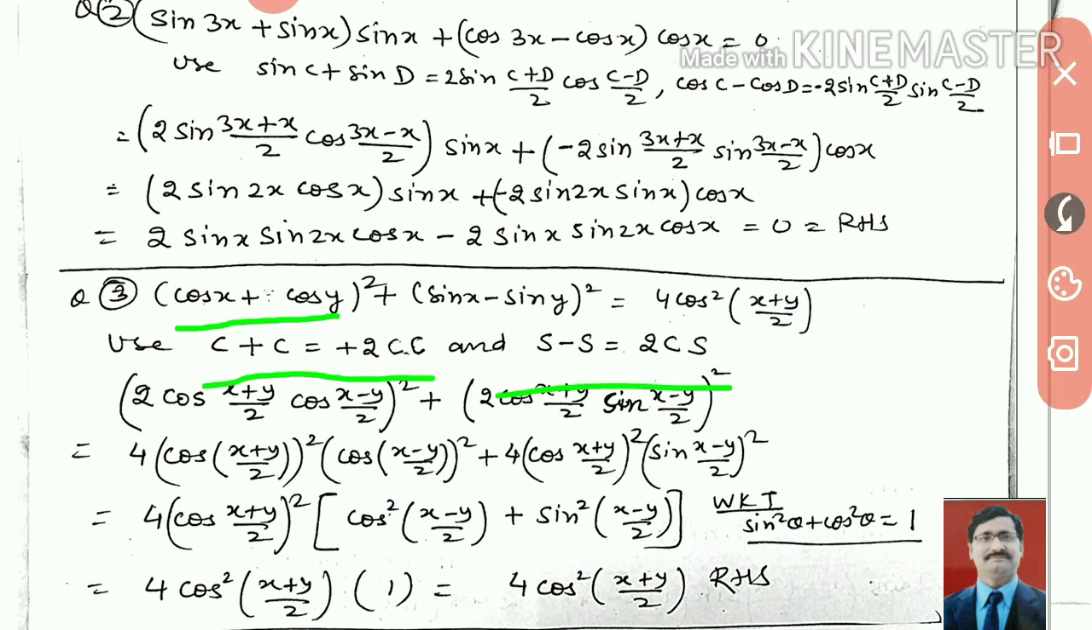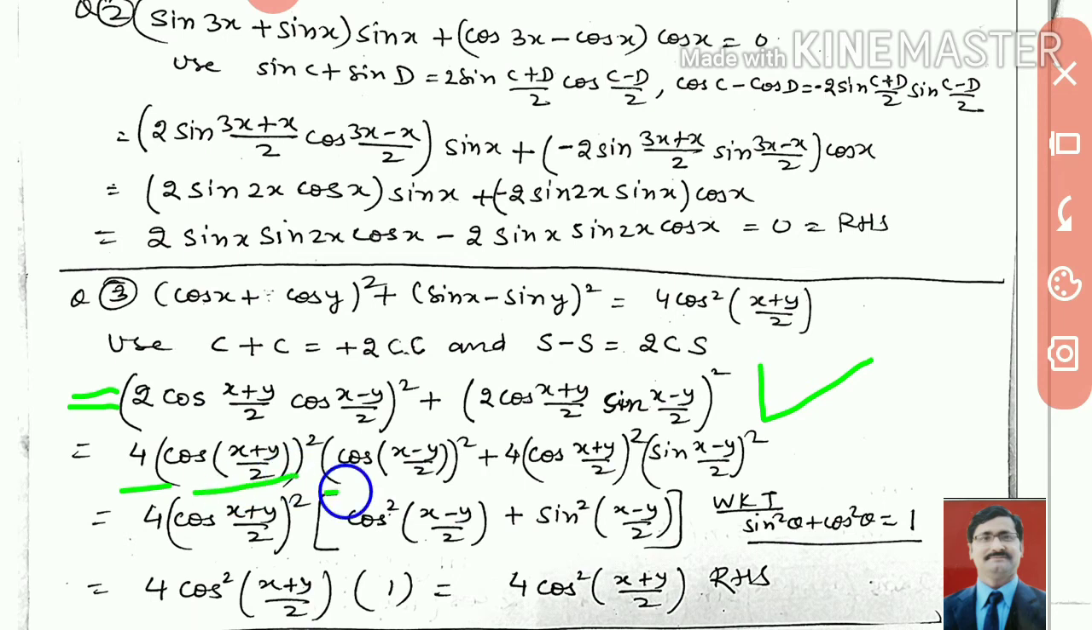Okay, and look here, what we get here: (2 cos((x+y)/2) cos((x−y)/2)) whole square plus (2 cos((x+y)/2) sin((x−y)/2)) whole square. Now you will square this separately. So what we get: 4 cos square((x+y)/2) cos square((x−y)/2) plus 4 cos square((x+y)/2) sin square((x−y)/2).